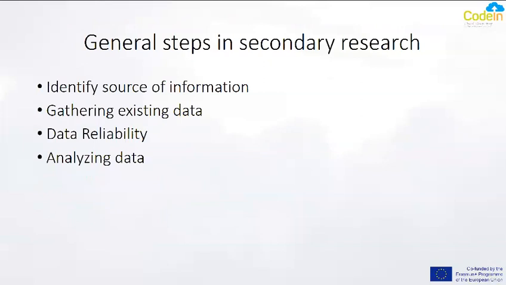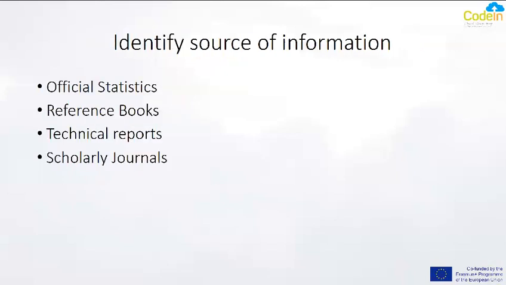There are 4 general steps in secondary research. Identify the source of information, gathering existing data, data reliability, and analyzing data. So the first step is to identify the source of information. This usually includes gathering data from official statistics. Official statistics are often statistics collected by government and various agencies, departments, and bureaus.